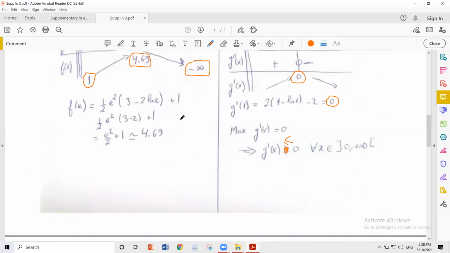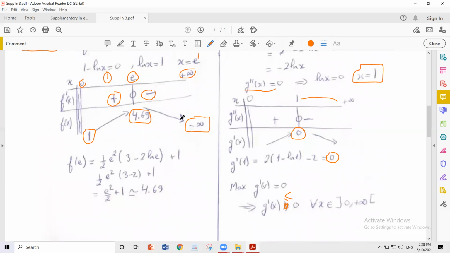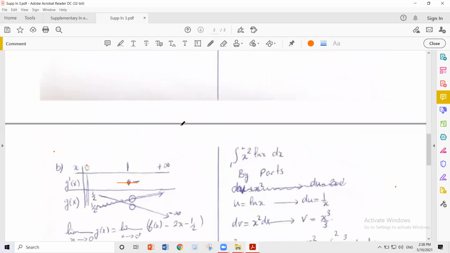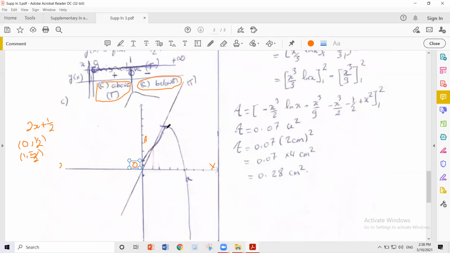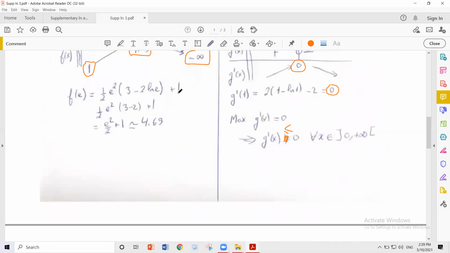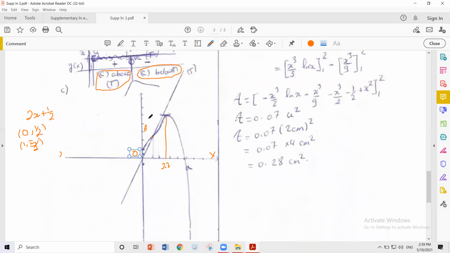For the function, the maximum is at e, about 2.7, and the value is 4.69, approximately 5. This is the maximum. This is 4.69, the point of tangency. This is alpha, where the curve cuts.